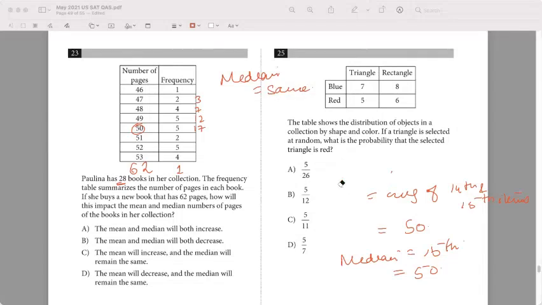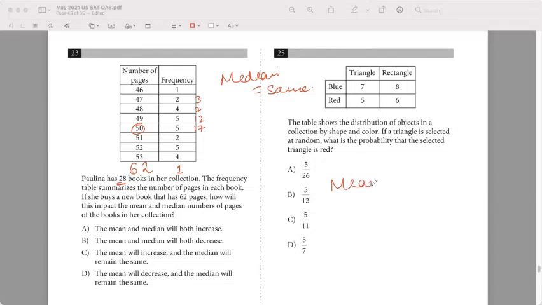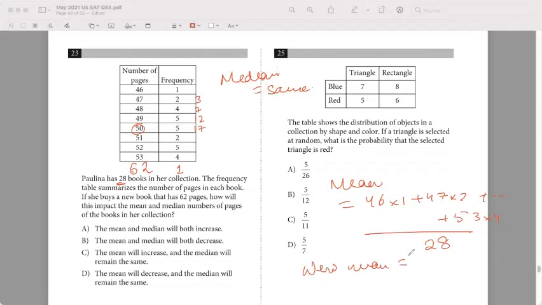Okay. Now, what about the mean? Let's try and understand what happens to the mean. So I have the mean number of pages initially was 46 into 1 plus 47 into 2 up to 53 into 4 divided by 28, right? That was the initial mean. And the new mean will be this entire sum plus 62 into 1 divided by 29, right?